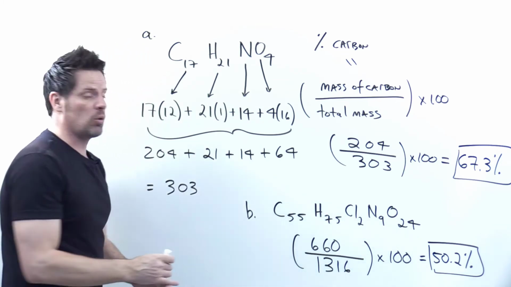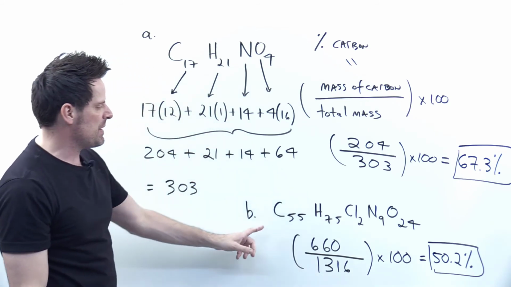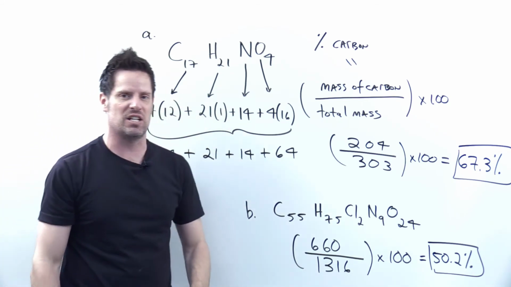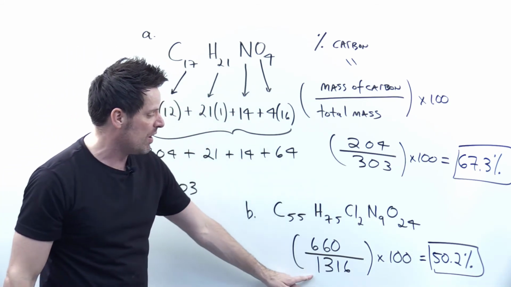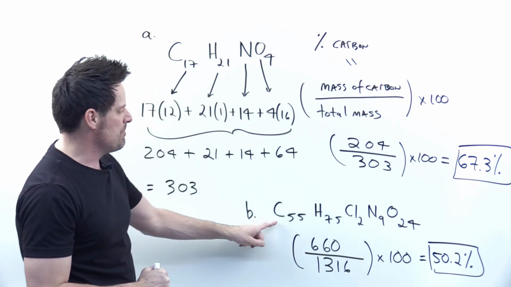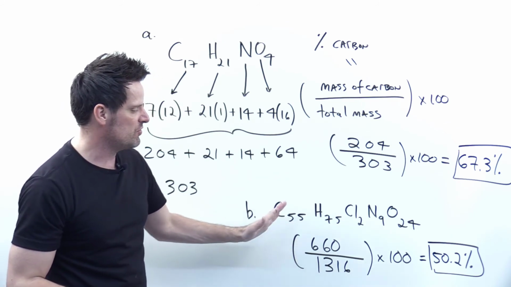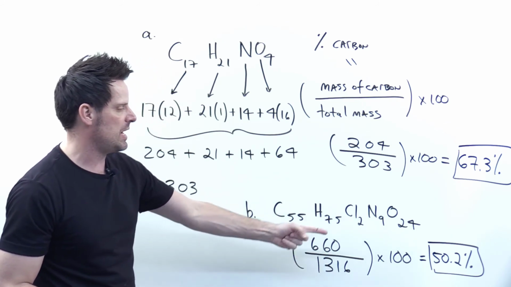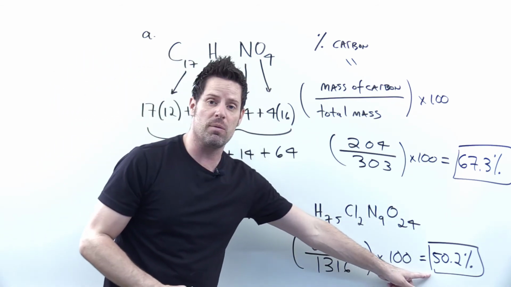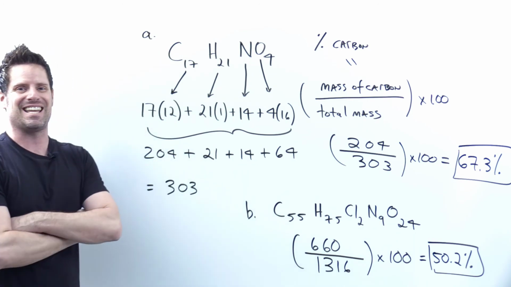Now for part B, I'm not going to work it all out for you. Suffice it to say, you do the exact same method. I ended up getting a total mass for this compound, vancomycin, a very powerful antibiotic, as being 1,316 grams per mole, or AMUs. And the mass of just the carbons, 55 times 12, coming out to 660. You divide the carbons by the total mass times by 100. The percent carbon of that mass I ended up getting was 50.2. And hopefully that all makes sense.